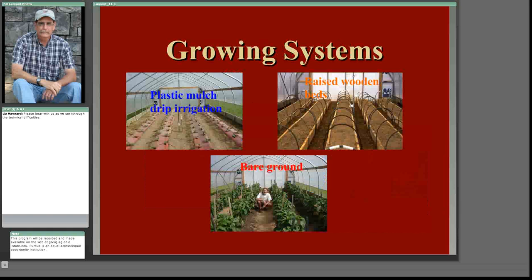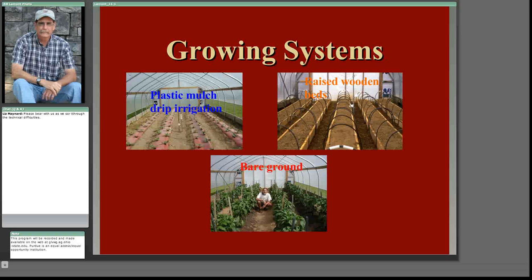Growing systems: plastic mulch and drip irrigation, and we've done all the plastics, the reds, the blues, you name it. Raised wooden beds are great. I like them for herbs and things like that, and especially when I go into the urban areas where the soil is suspect, a raised bed works real well. Or bare ground, if you have good soil, you can do bare ground. It works quite well. So there are three systems that you can utilize.